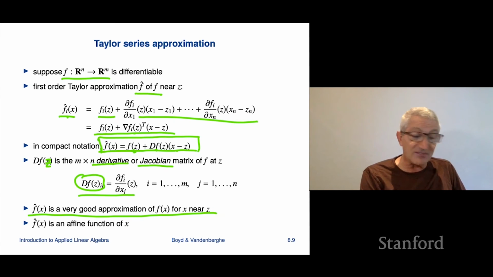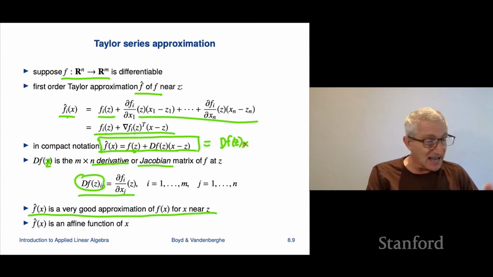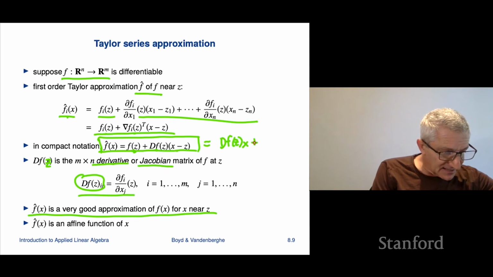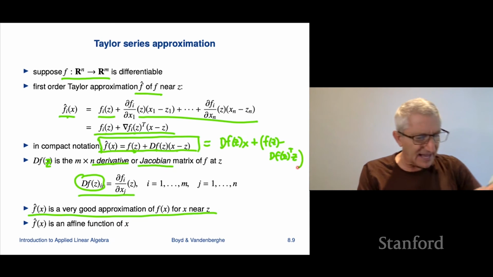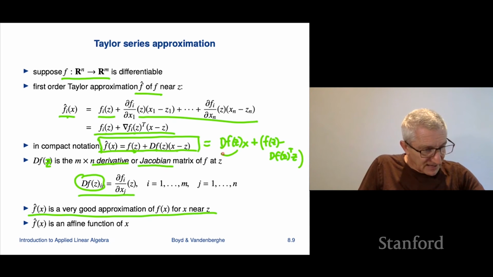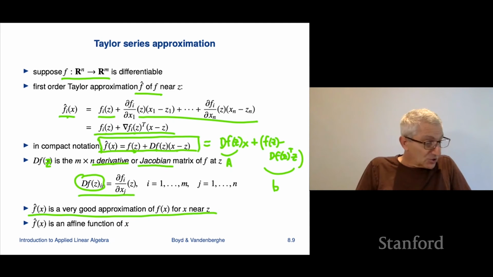And it's an affine function. So, it's not clear it's an affine function. Well, I think it is. We could write it this way. We could write it as df of z times x. That's sort of like the ax. And then the b term looks like this. I'll put it together. It's f of z minus df of z transpose z, like that. Okay, so this is sort of like a, and this thing here is sort of like b in the way you write an affine function out.